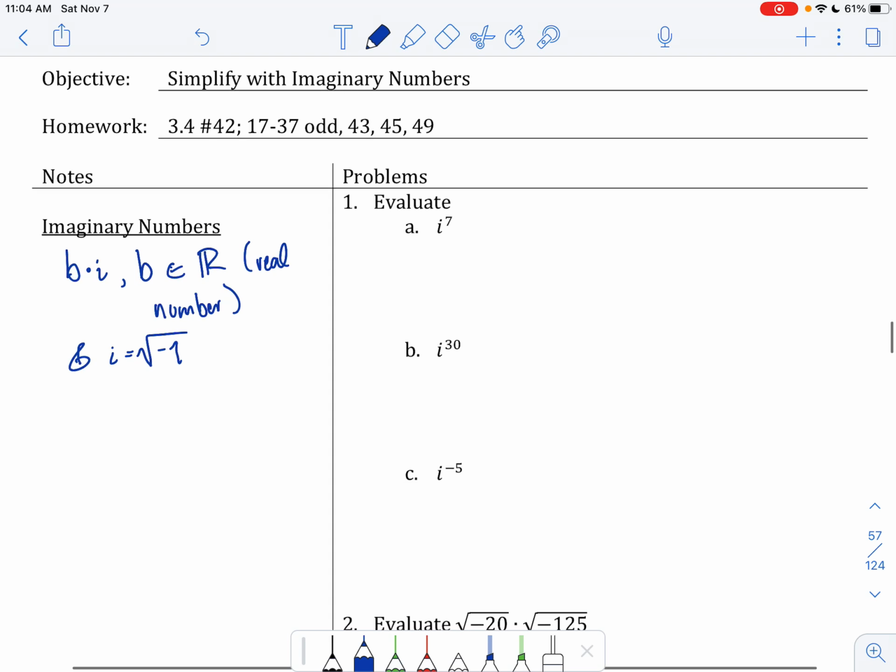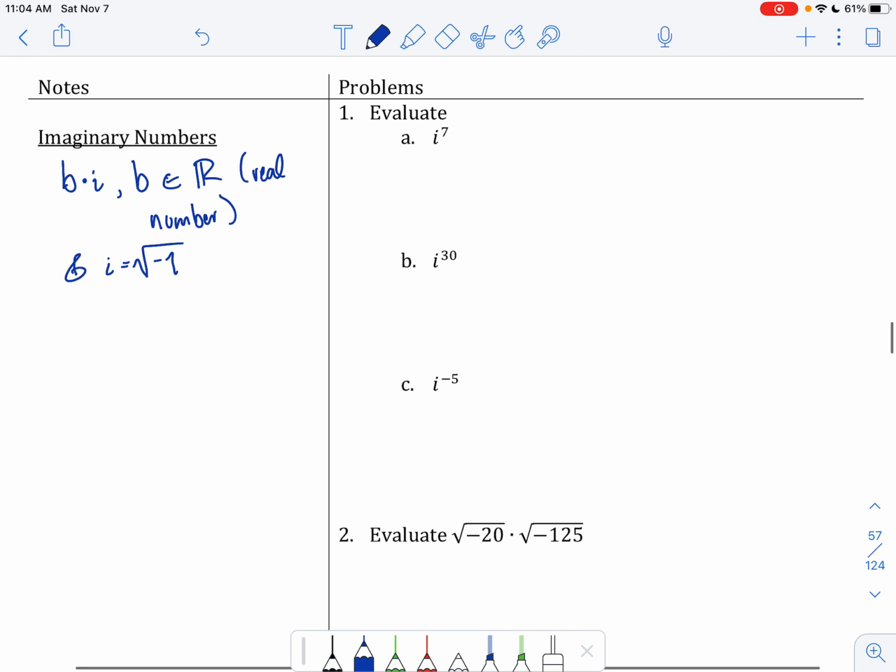Now, one thing that's super helpful with evaluating with imaginary numbers is that powers of i, as we can see here, simplify really easily. And the idea comes from, if we remember, i to the first is i, and i squared is the square root squared, which cancels out. So i squared is -1. With those two facts, we can do a lot of simplifying.